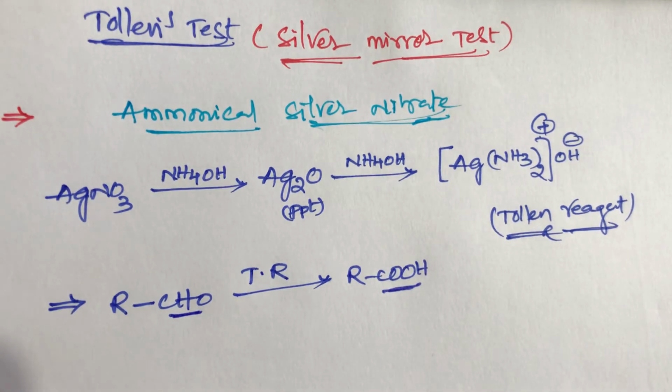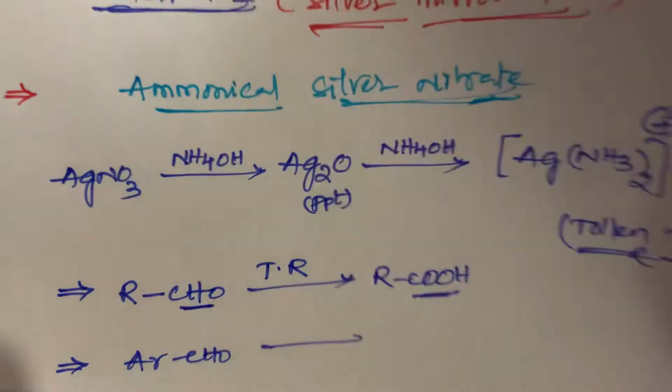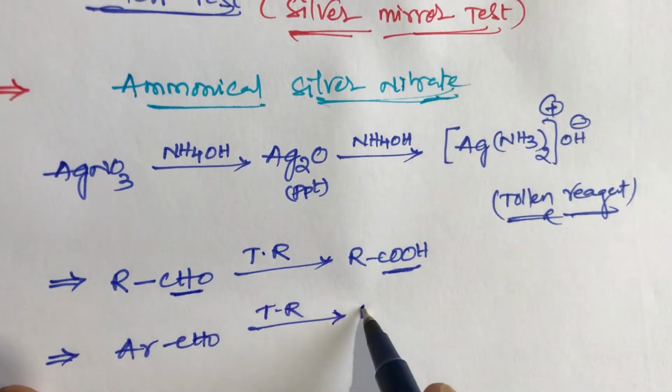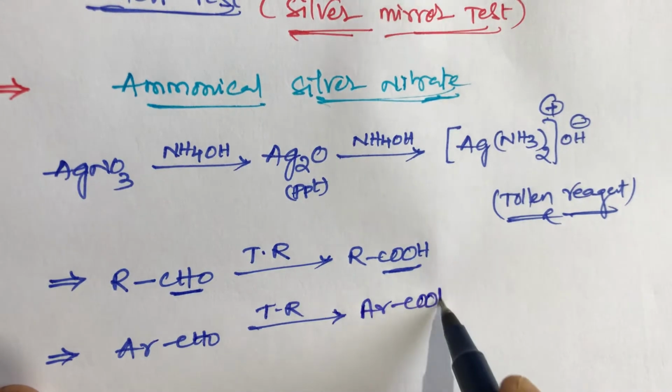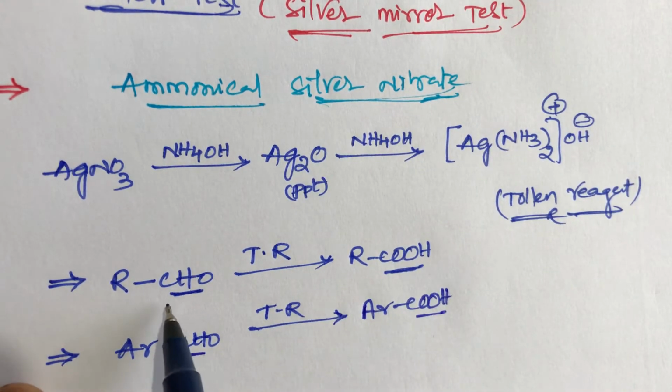This is for aliphatic aldehyde, students. Now the aromatic aldehyde also: aromatic aldehydes react with Tollens reagent and also give an acid group. The aldehyde group is converted into acid. The aldehyde is oxidized with Tollens reagent. Tollens reagent acts as a mild oxidizer, not a strong oxidizer.